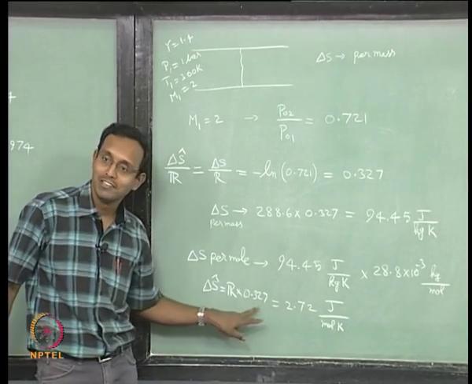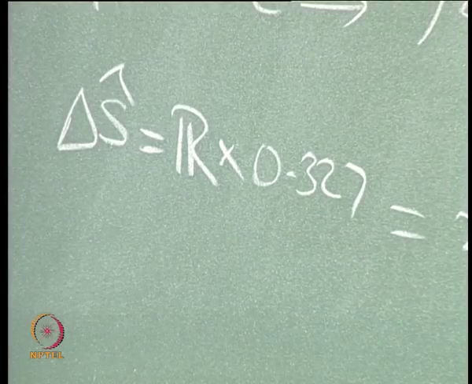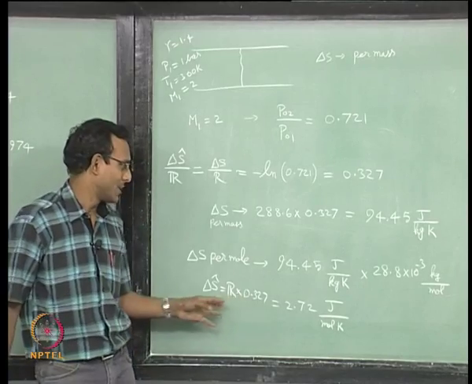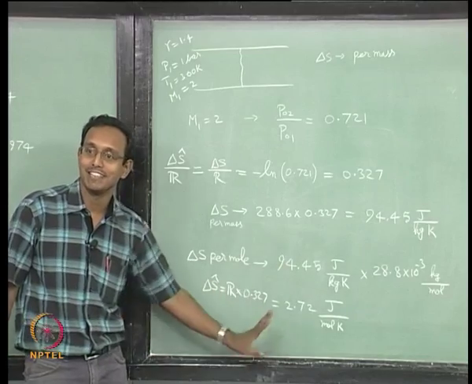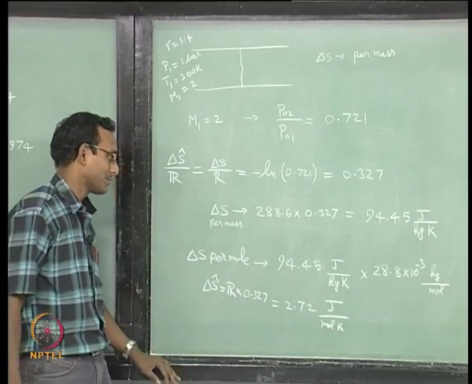8.314 multiplied by 0.327 will also give you this number. It is all the same. If you look at the actual math that is happening, it is all exactly the same, you will get to the same spot.